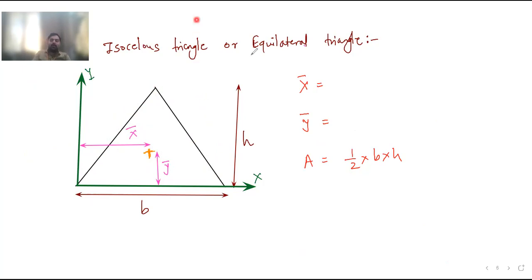So here your x bar is b by 2 and y bar is h by 3. If the total height is h, then 1/3 of that is your y bar and half of the base is your x bar. This is for an isosceles or equilateral triangle. Okay.